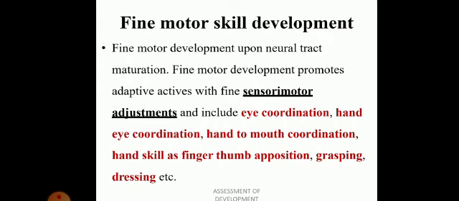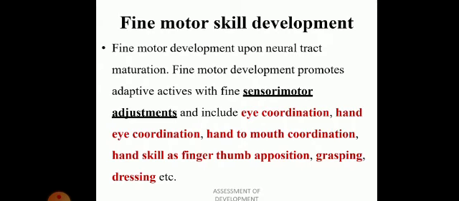So one is, for example, eye coordination. Clear? Hand-eye coordination, hand to mouth coordination, and different hand skills like finger-thumb opposition, grasping, dressing, etc. So what does eye coordination mean? The best example is visual tracking. For example, if a pen is moving in front of the child, the child will track that pen that is moving in front of the child's eye.